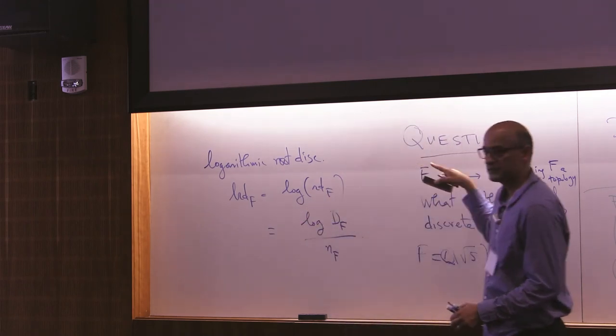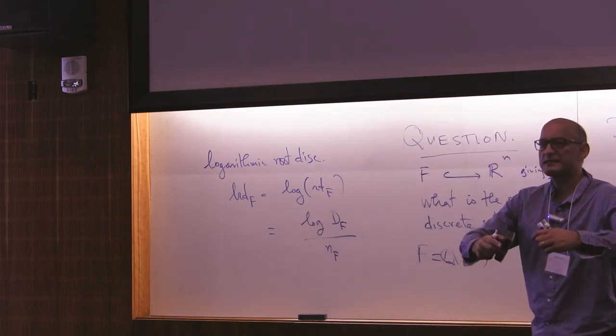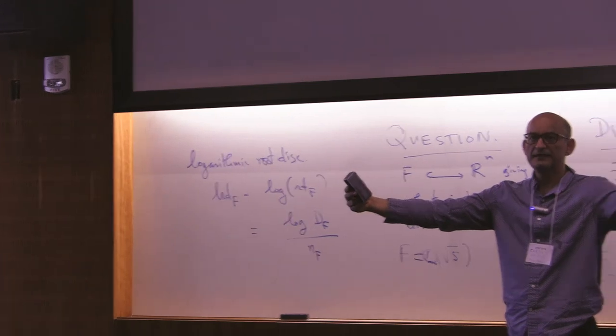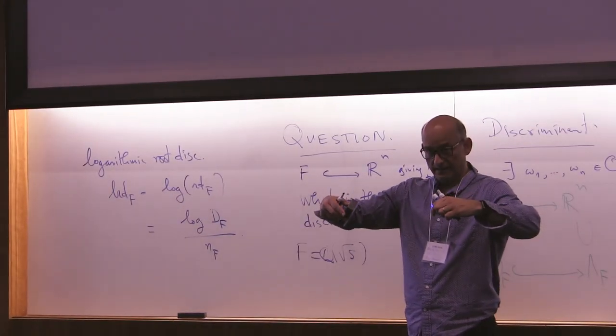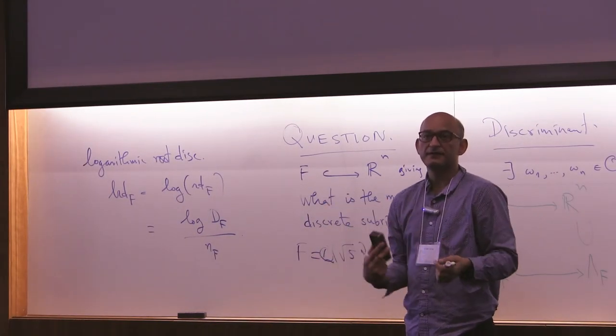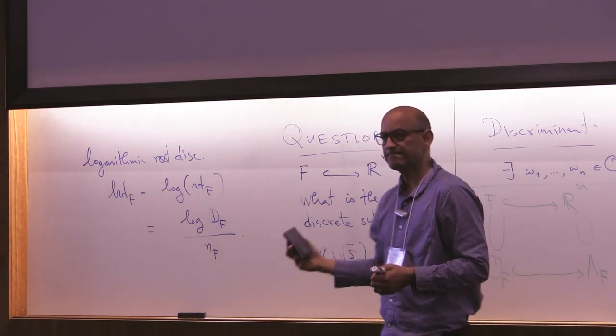So what does the root discriminant do? It tells you not just the size of the discriminant, but it tells you the size as compared to the degree of the field.